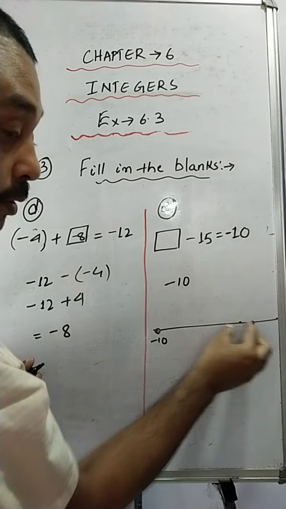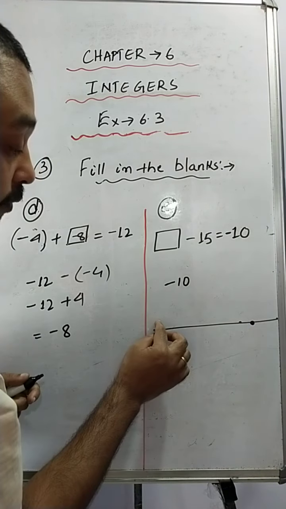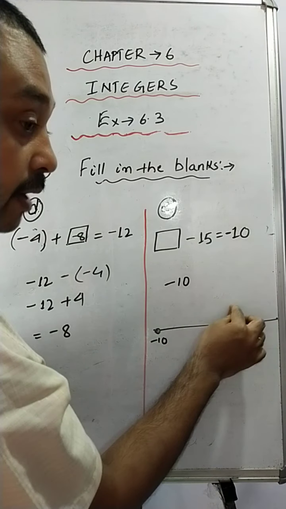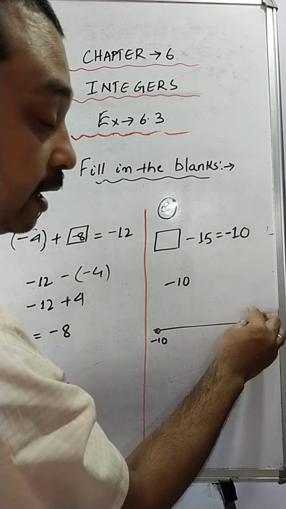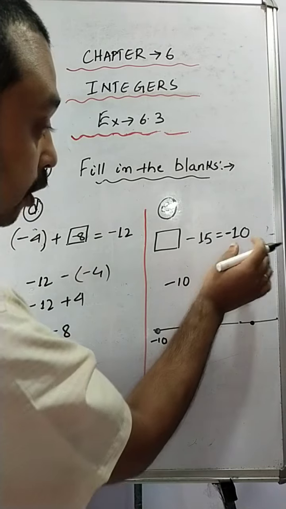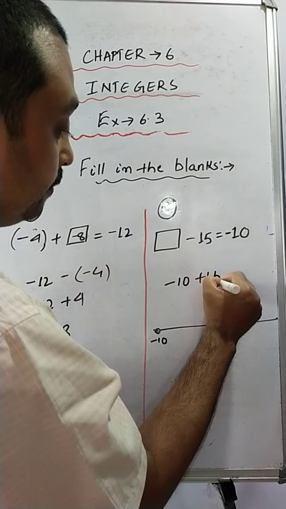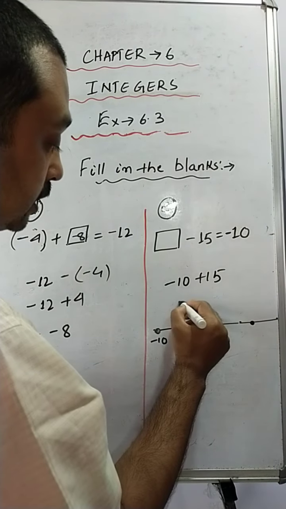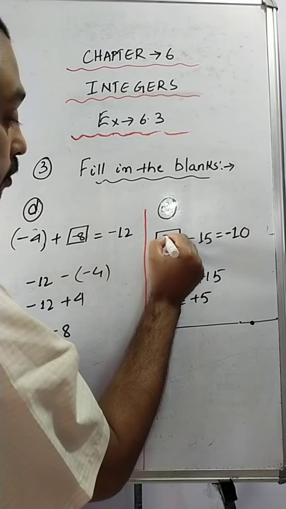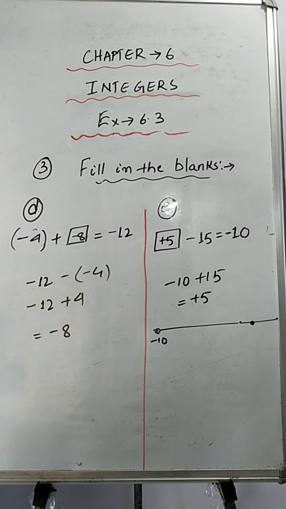Now suppose you are here at minus 10. To know the initial number, what you have to do? You have to move towards the right hand side to know where you were initially standing. So from minus 10 you have to add plus 15. So your required answer would be plus 5. So this is your answer, plus 5.